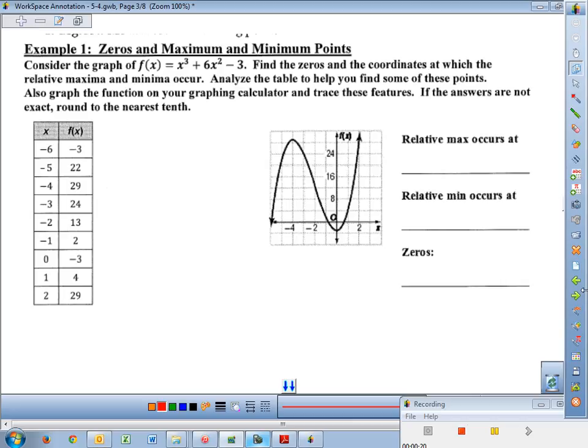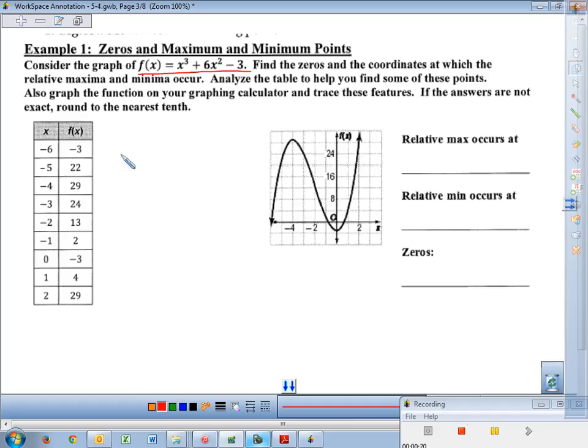Example 1, zeros and maximum and minimum points. Consider this particular graph right here. We can do pretty much all of this except for the last thing without our graphing calculator. It says find the zeros, find where the relative max and relative min occur, analyze the table to help you find some of these points, and also graph the function on your calculator to trace these features.